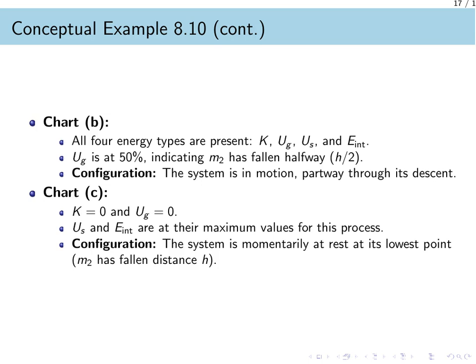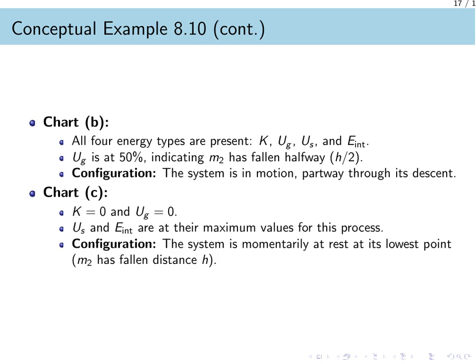In chart B, we see that all 4 types of energy are present at the same time. The system has kinetic energy, so it must be in motion. It also has gravitational and elastic potential energy, as well as some internal energy from friction. The bar for U sub G is at 50%, which indicates that the hanging block, M2, has fallen halfway. This chart represents the system while it is in motion, partway through its descent.